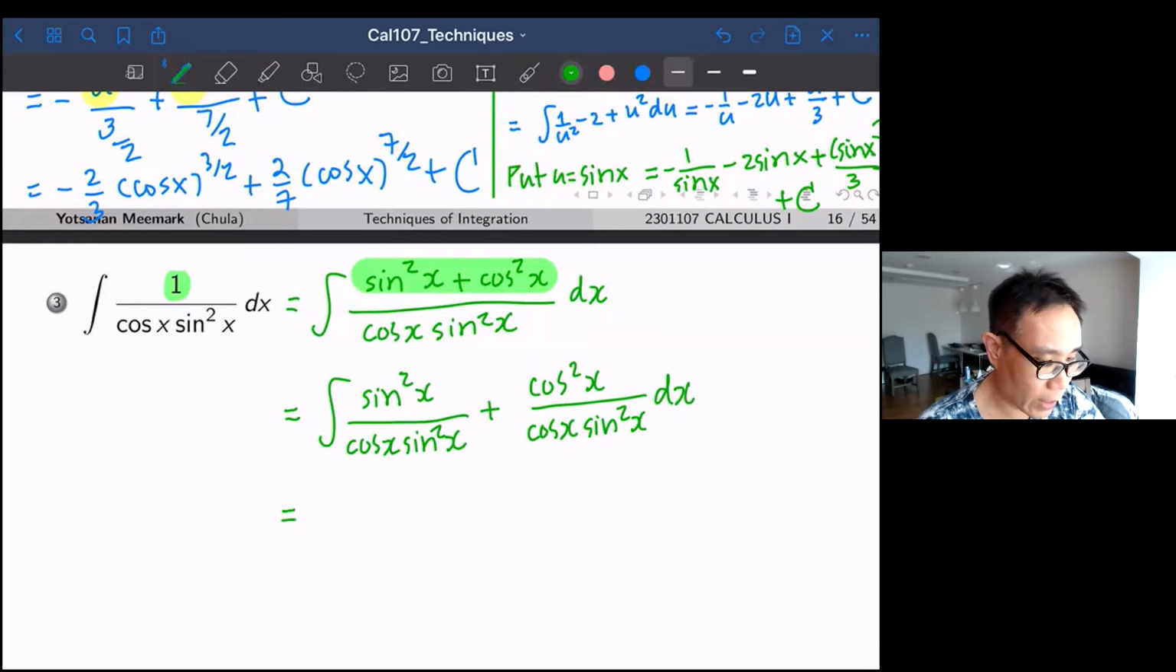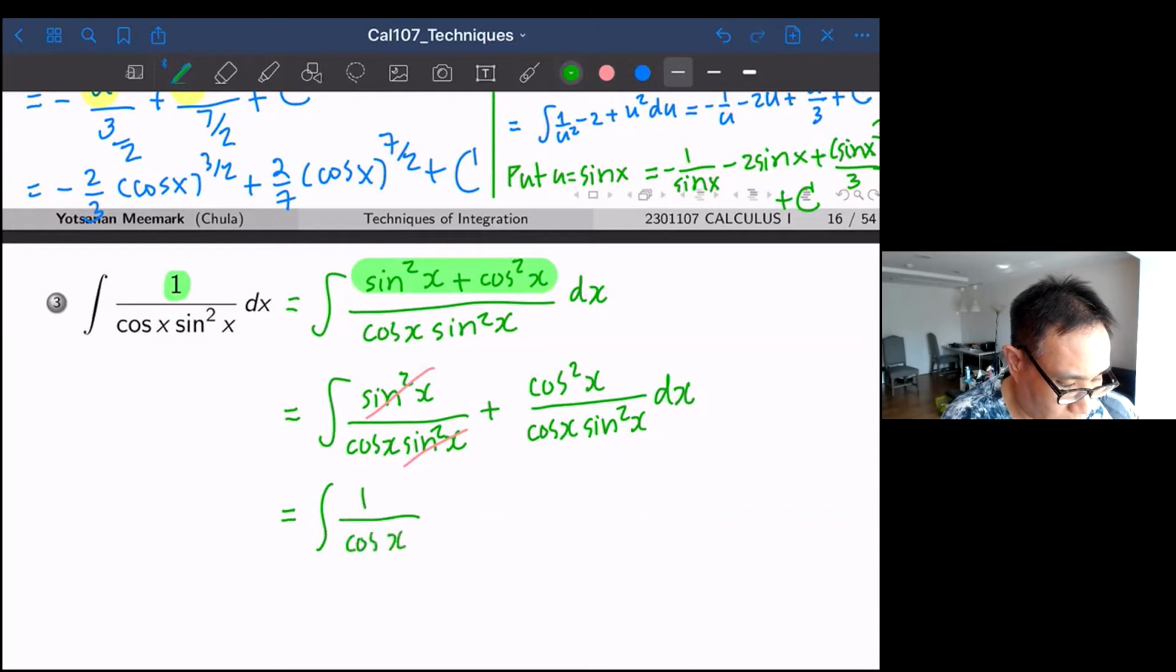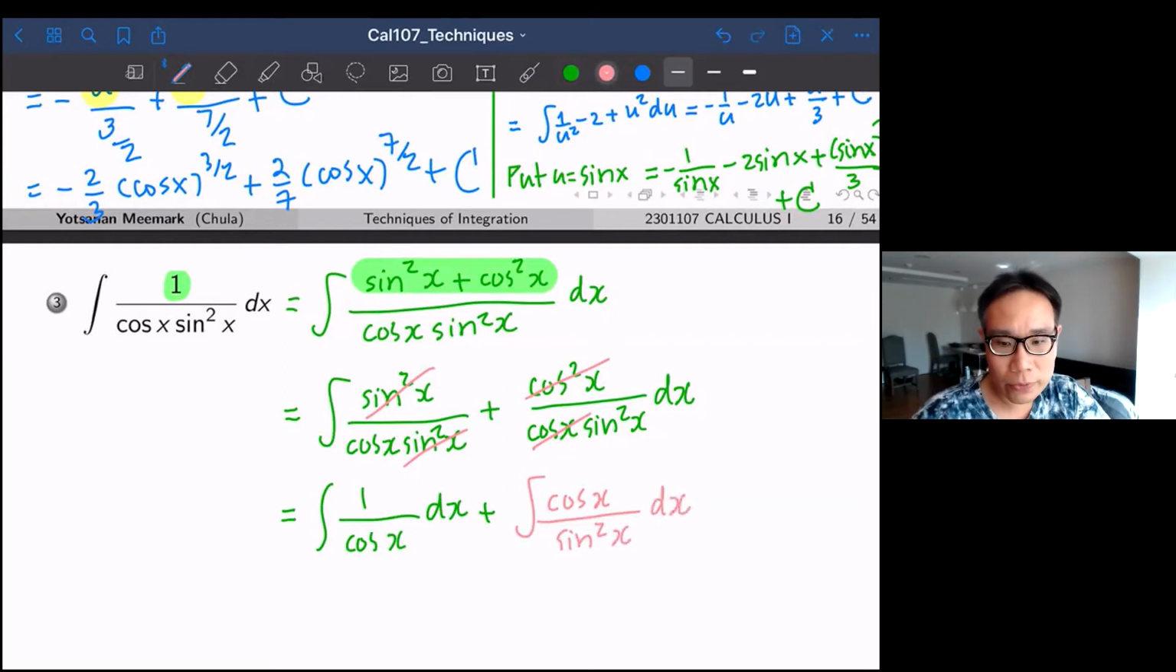You see that this one turns out to be just sine square and sine square cancel, so you would obtain the integral of 1 over cos x dx. In the other term, cos square cancels with cos, so you end up integrating cos x over sine square x dx.